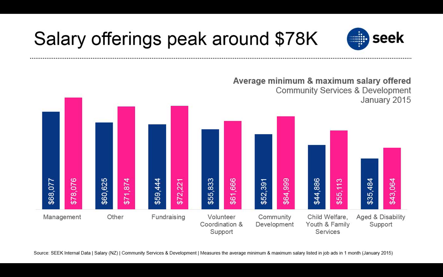Now, the reason I want to talk about child welfare, youth and family services is because this is where your social workers sit. What we see on the New Zealand website is that people typically split the volume of ads between this subclassification and the other one they put social workers in, healthcare, psychology, counselling and social work. Now, from a salary perspective, there's a 10K difference. In community services and development, social workers would pretty much get that 44 to 55K band, whereas in healthcare, under psychology, counselling and social work, the average salary listed there is 54 to 65.